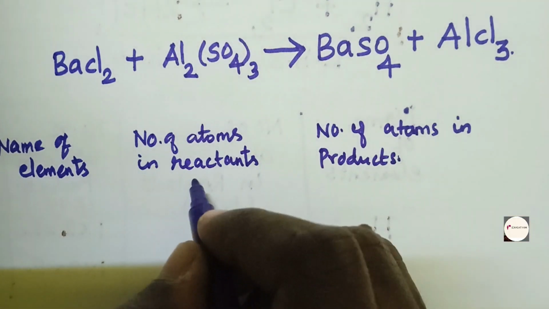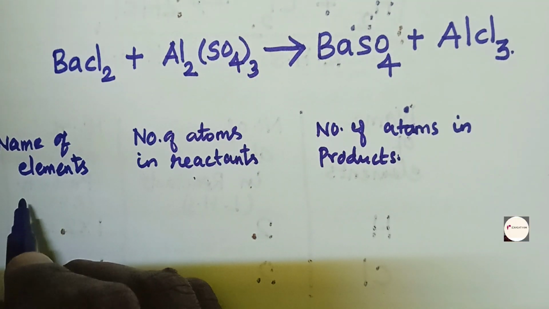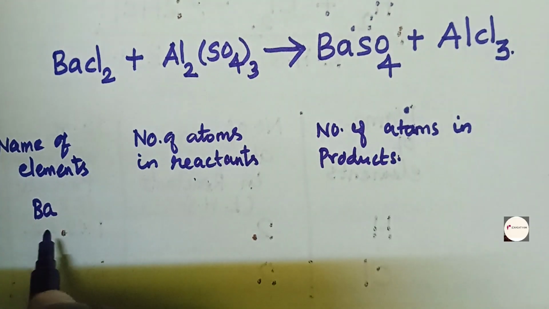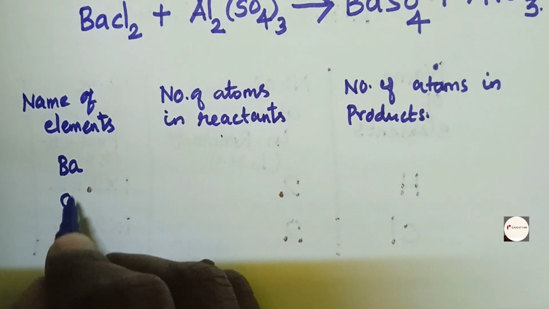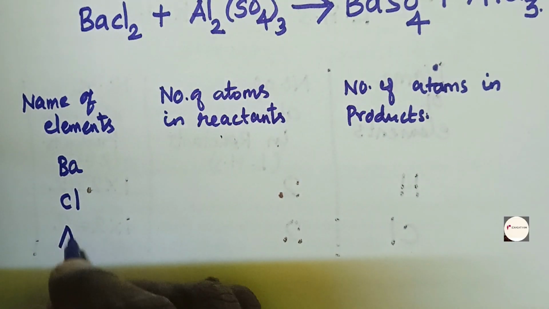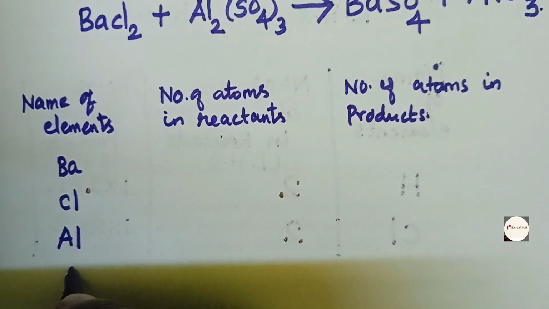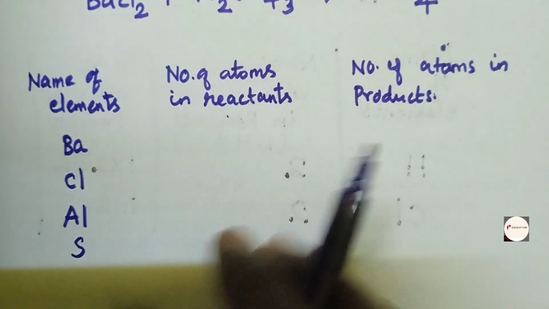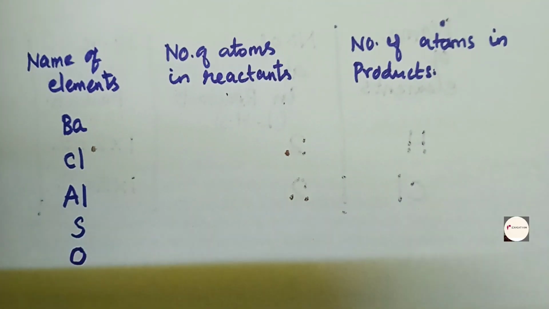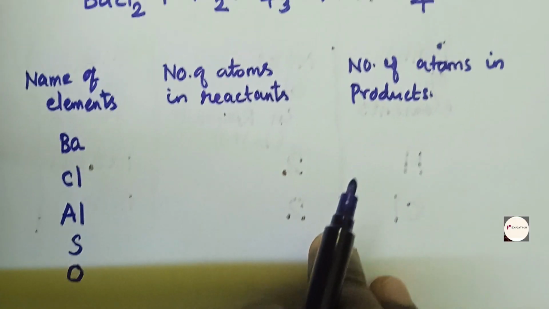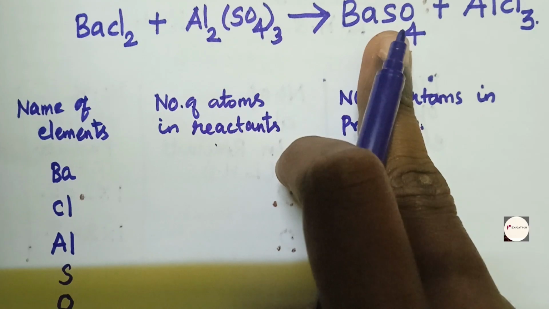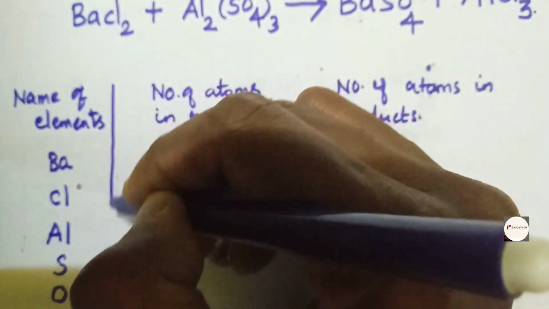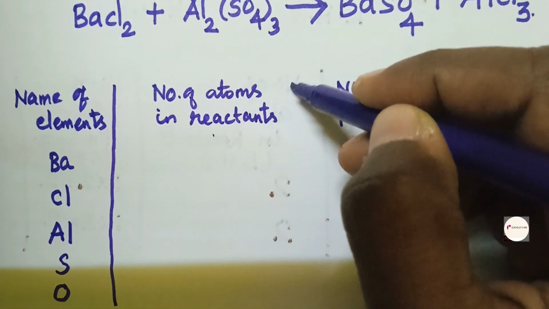Okay, so this is left hand side and this is right hand side. So what are the elements present? Barium, so Ba. Next chlorine, so you can write this chlorine. Next aluminium. Next sulfur. You have to write each and every element individually. Next oxygen, so you can write here oxygen. So count all the elements that are there. The right side also has barium, sulfur, oxygen, aluminium, chlorine. Okay, all the elements are there.